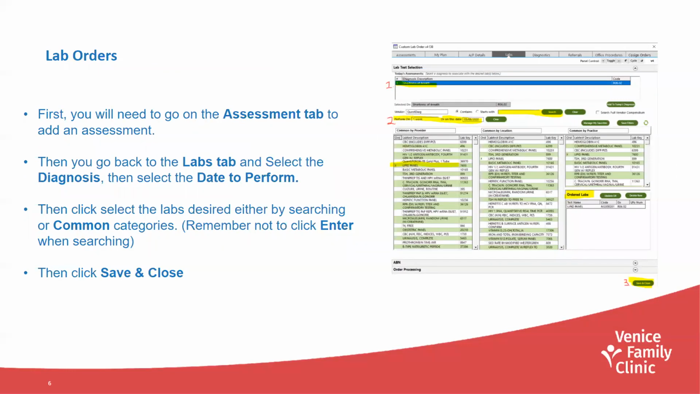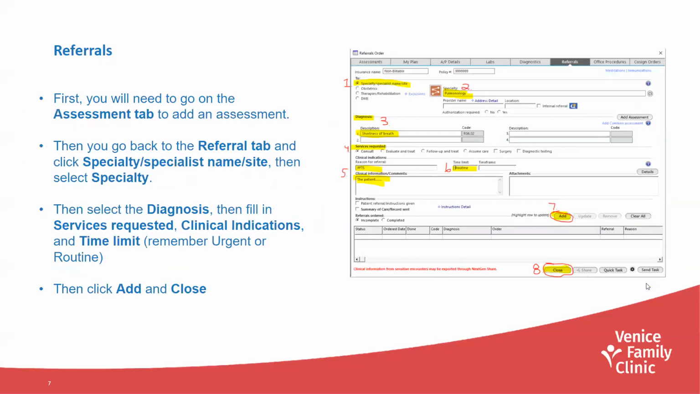For lab orders, first you need to go to the Assessments tab once again, choose your assessment, come back to the Labs tab, choose your lab study or your lab order. You can search by clicking in free texting here, clicking Search to search for your lab. Double-click your lab that you want to order. It will be placed under Ordered Labs, and then save and close.